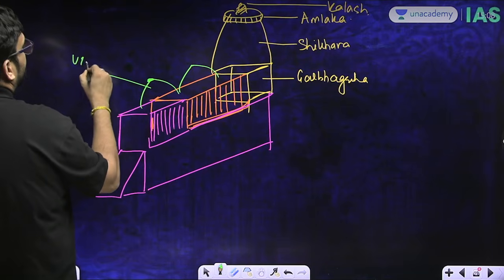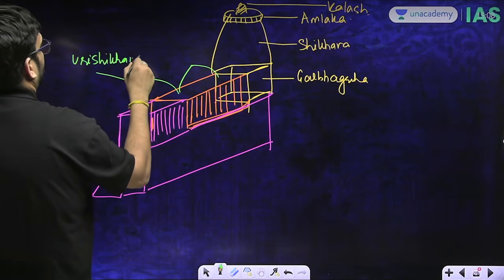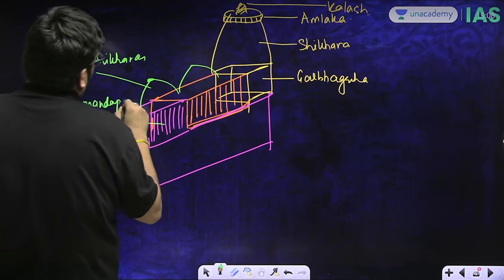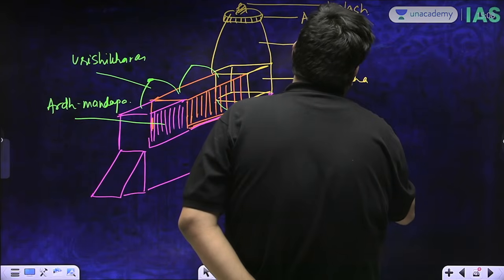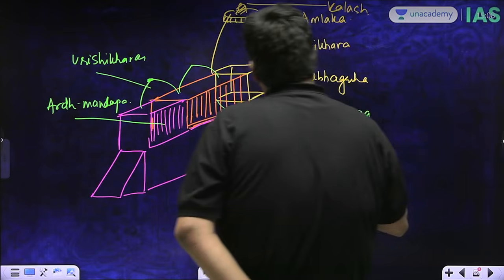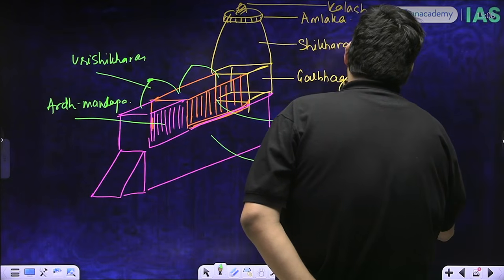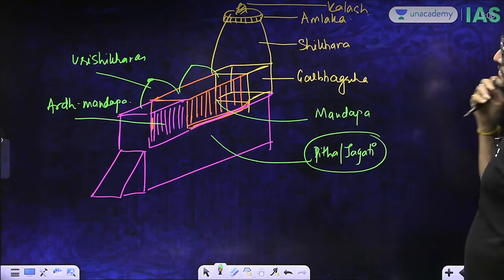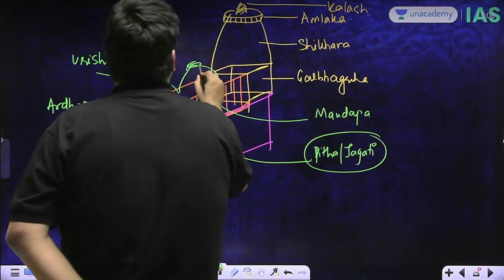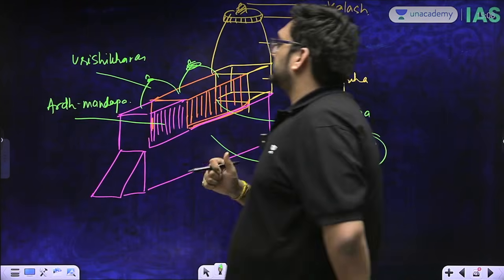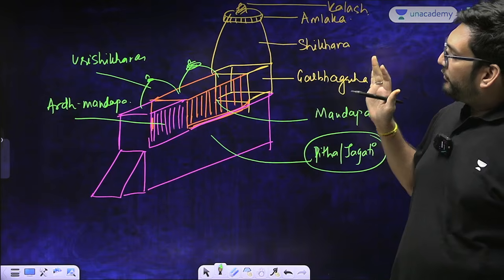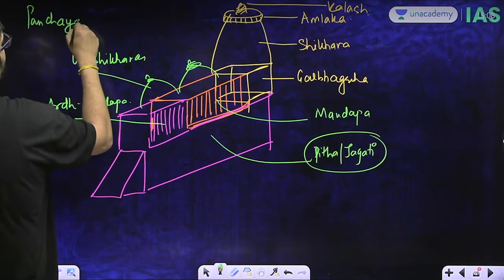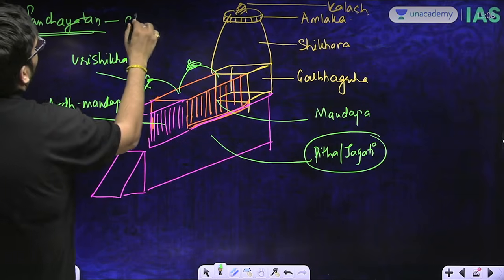These are called Uri Shikhars. This is called Ardha Mandap. This is called Mandapa. This is called Pitha or Jagati, based on the source you are referring to, because these 2 words are mostly used. There is Amalak Kalash on the Uri Shikhars also. And what is important is Panchayatana design. Panchayatan design is standard to Nagara, but with clusterization.